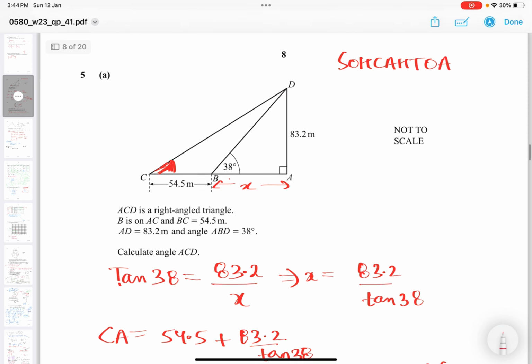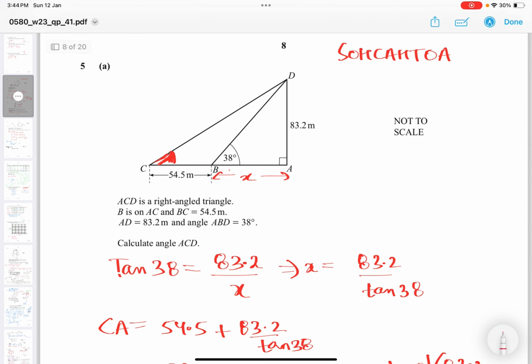For the next question, ACD is a right angle triangle. BC, AC and BC equal this, AD equals this and angle ABD equals this. We have to calculate ACD. So our ACD is this angle. To calculate ACD, we have to find the value of x first.